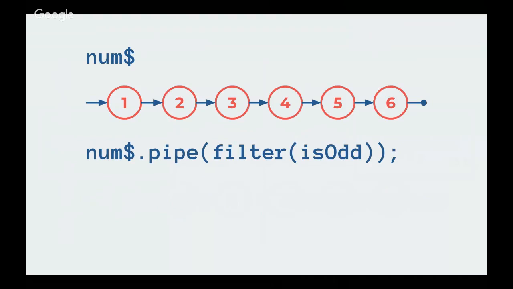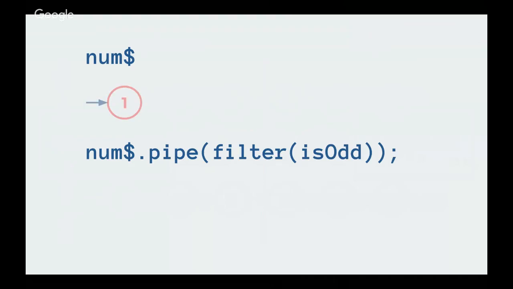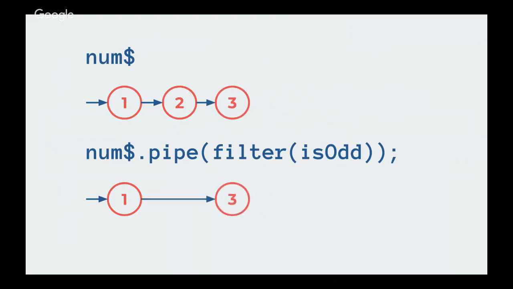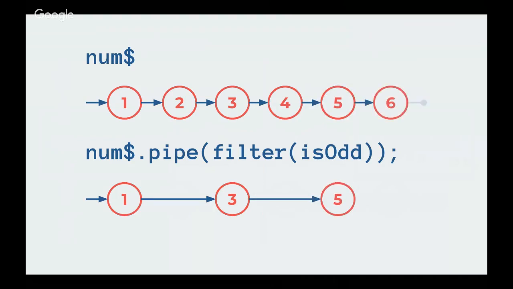If we had a filter is odd, well, one would emit on the filtered one because 1 is odd. 2 would come in, well, nothing would happen. The filtered one wouldn't actually emit that. But as soon as 3 came in, then 3 would be emitted. Same thing with 4 is ignored, but 5 shows up and 5 is emitted. And then 6 is ignored. The stream ends, and then the other stream ends.